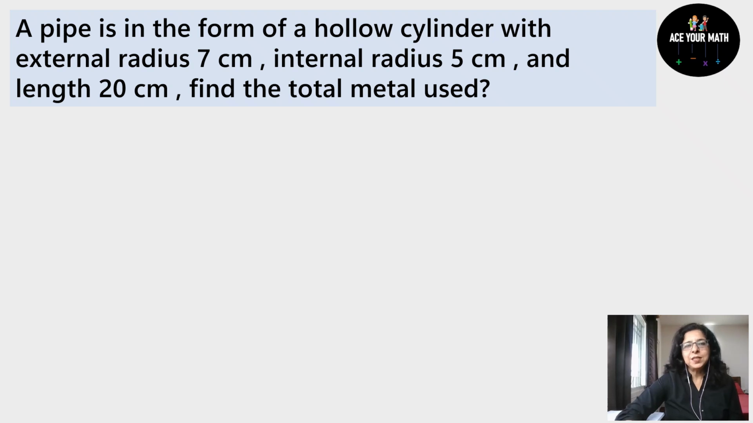Now see the next question. A pipe is in the form of a hollow cylinder with external radius 7 centimeter, internal radius 5 centimeter, and length is given to you as 20 centimeter. Find the total metal used.